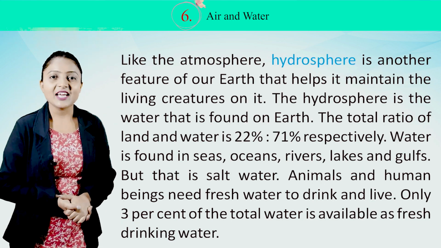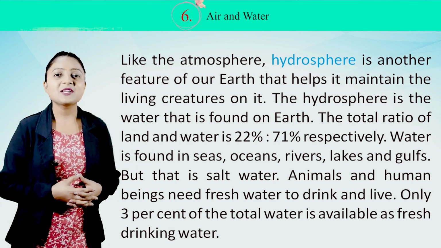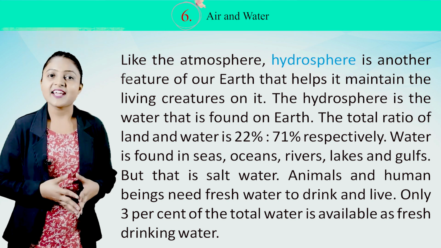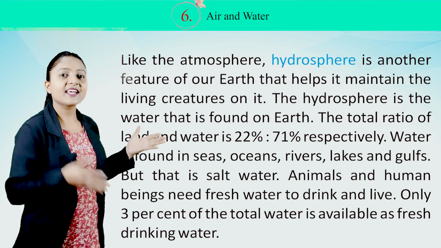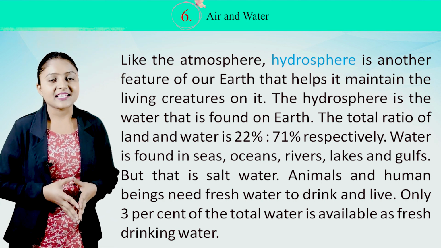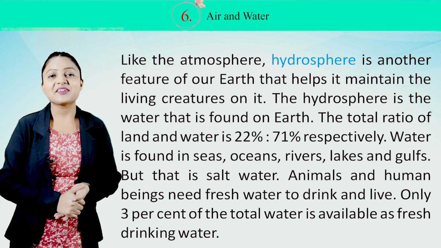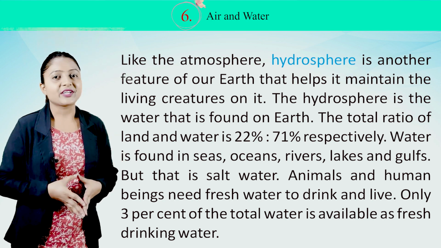Like the atmosphere, the hydrosphere is another feature of our earth that helps it maintain the living creatures on it. The hydrosphere is the water that is found on earth. The total ratio of land and water is 29% to 71%, respectively. Water is found in seas, oceans, rivers, lakes, and gulfs, but that is salt water.